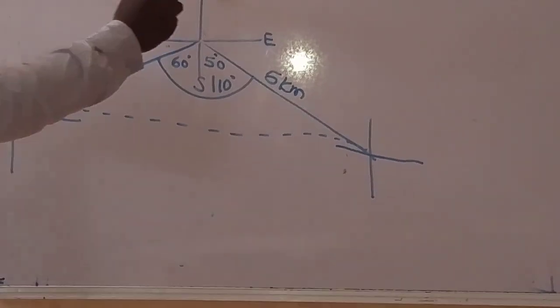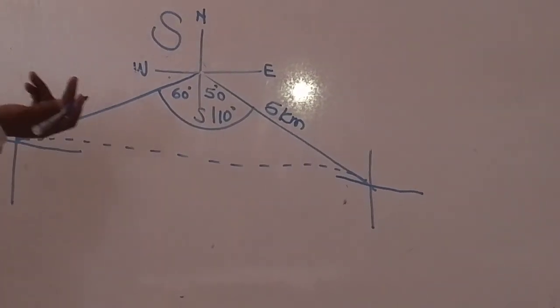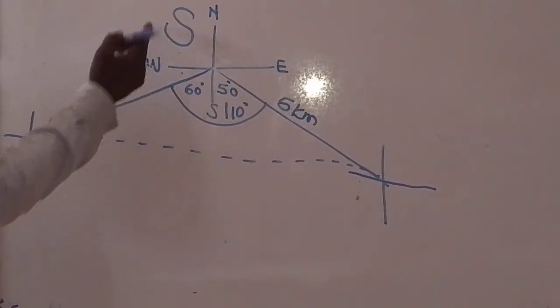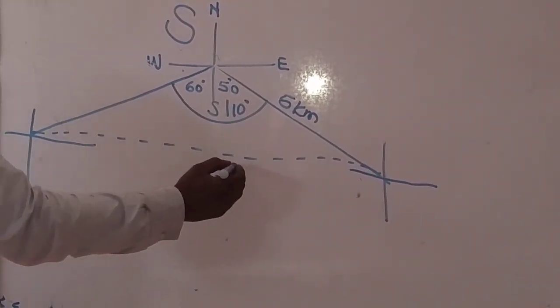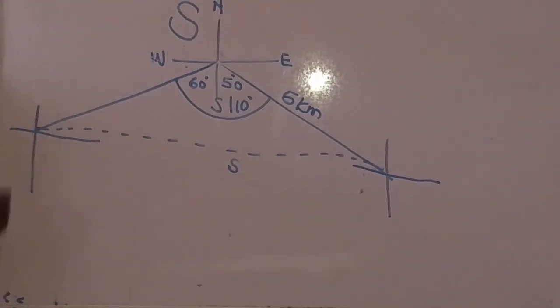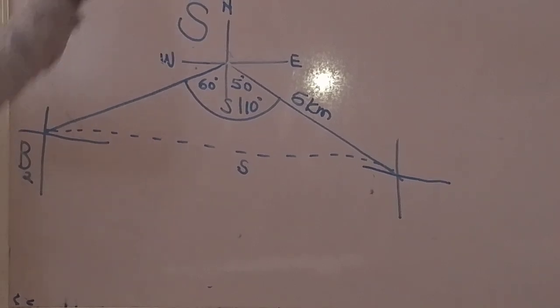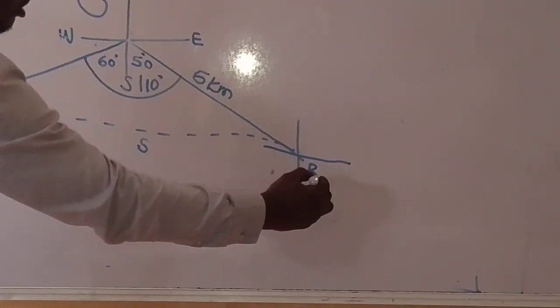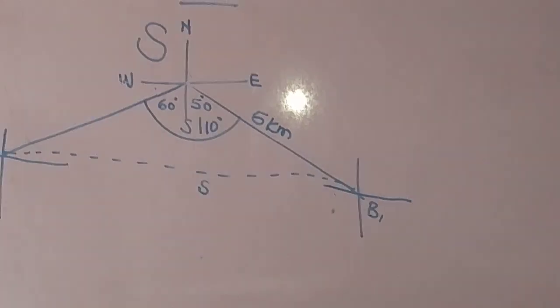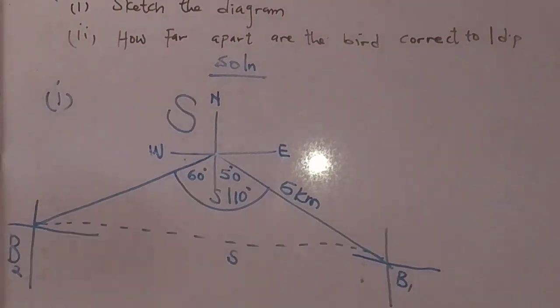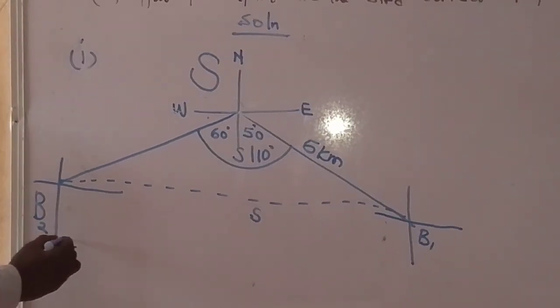Okay, it means that let's call this one S. That is the top of the storey building. If capital S is here, the small letter s will be here. Let's call this one bed 2. Don't forget there are 2 beds. This is bed 1. We have sketched the diagram. That's question 1.